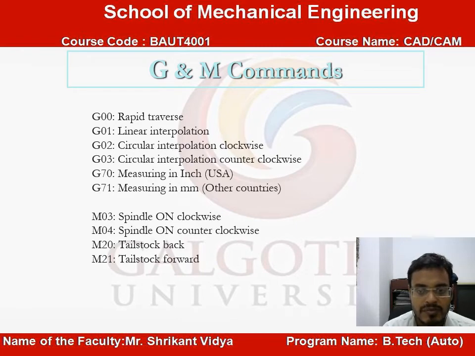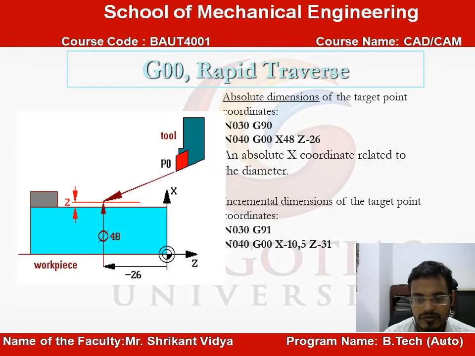So G00 is rapid movement in air, G01 linear interpolation, G02 circular interpolation clockwise, G03 circular interpolation counterclockwise, G70 measuring in inch, meaning the unit of dimension, then G71 measuring in millimeter. G is the preparatory function, and M is the miscellaneous function for additional settings: M03 spindle on clockwise, M04 spindle on counterclockwise, M20 tailstock back, M21 tailstock forward.